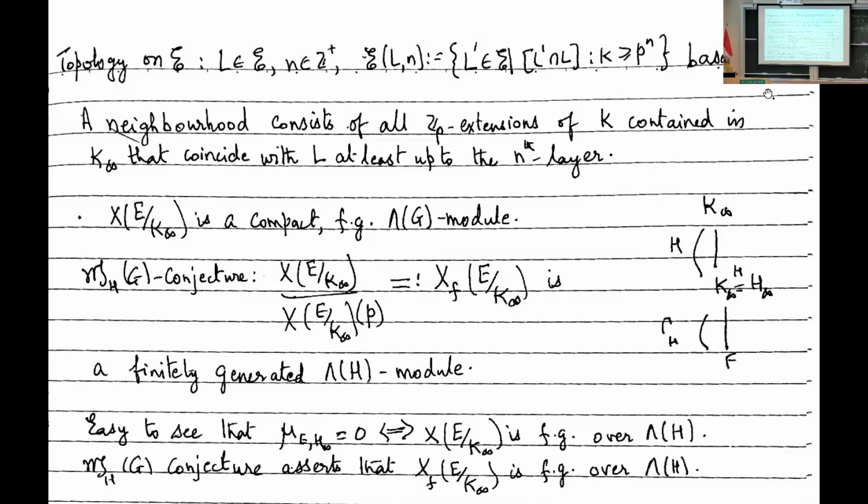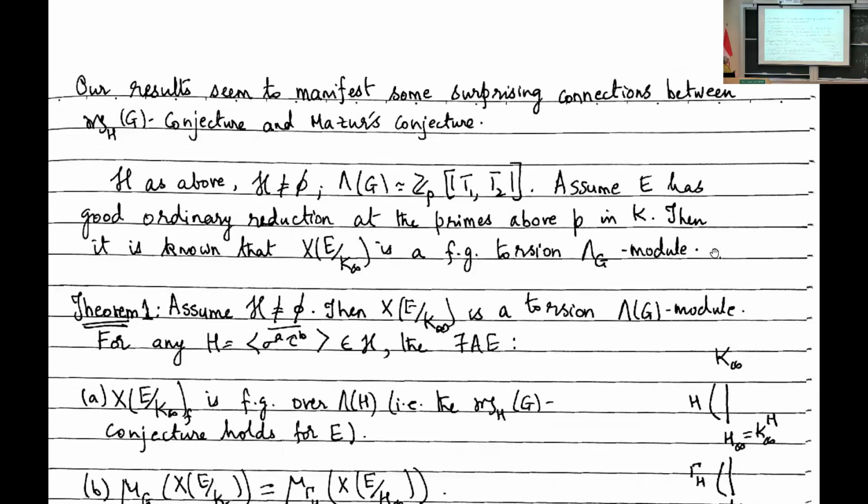Okay. And one way this can occur, for instance, it's again easy to see, not difficult to see, that if I know that the Selmer group, when I take this intermediary layer and the mu invariant here is 0, then that automatically forces the M_H(G) conjecture to be true. Now, what is interesting in our work is that there is another conjecture of Mazur.